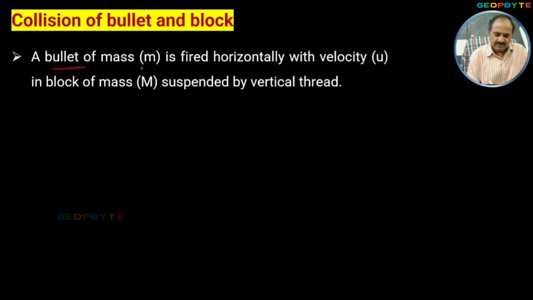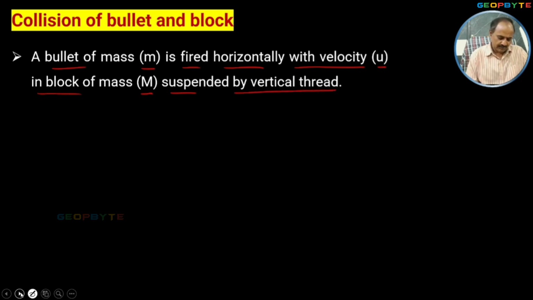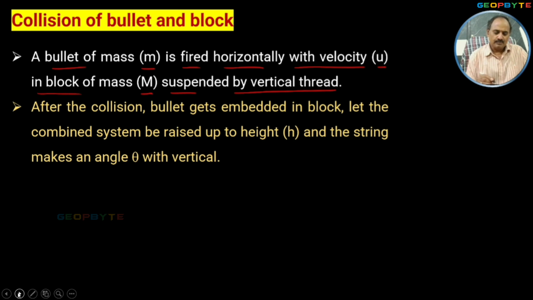A bullet of mass small m is fired horizontally with velocity u into a block of mass capital M suspended by a vertical thread. I will show it to you. Similarly, look at another important point. After the collision, the bullet gets embedded in the block. Let the combined system be raised up to a height h and the string makes an angle theta with the vertical, like this.